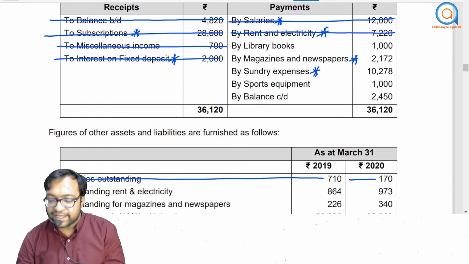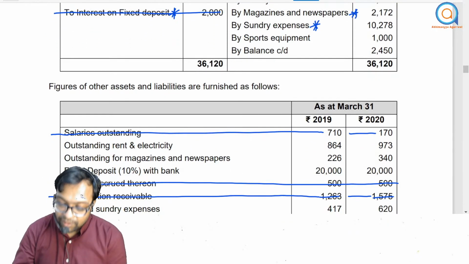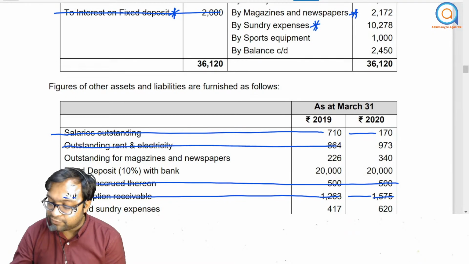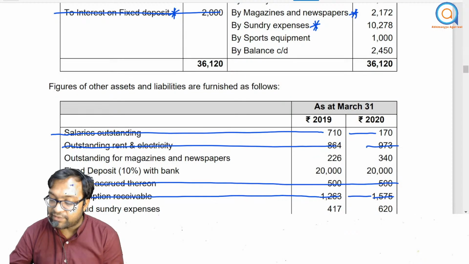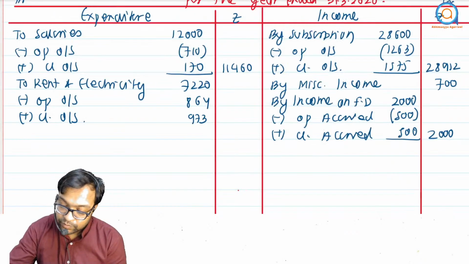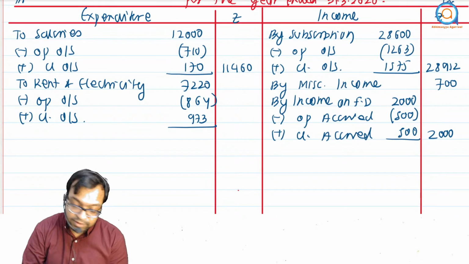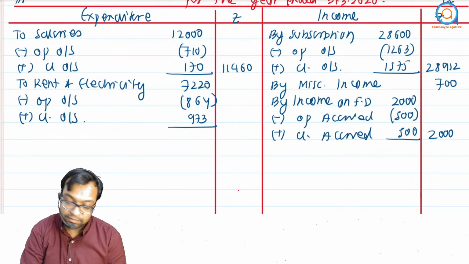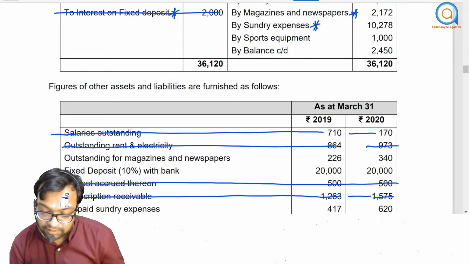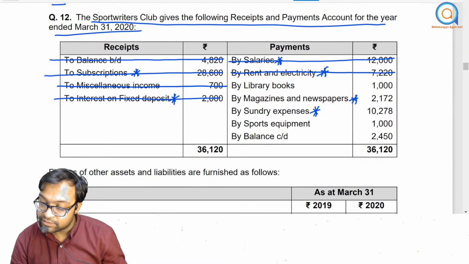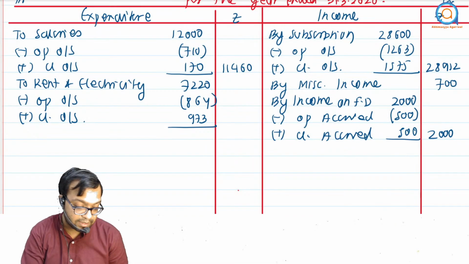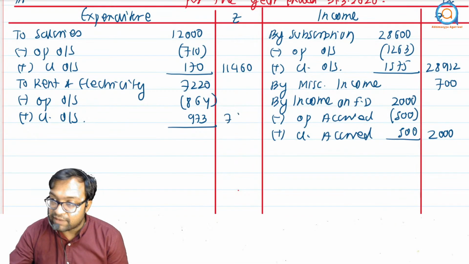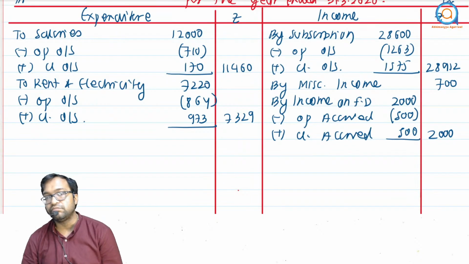Sir, it can be adjusted according to the speed. Okay. So my opening outstanding is 864 and closing is 973. So 7220 minus 864 plus 973. 7220, ठीक है ना? 7220 हाँ. Minus 864 plus 973. Is it 7329? Maybe.